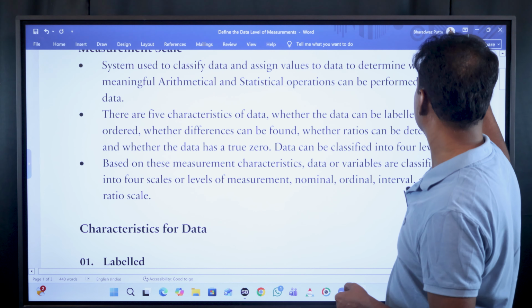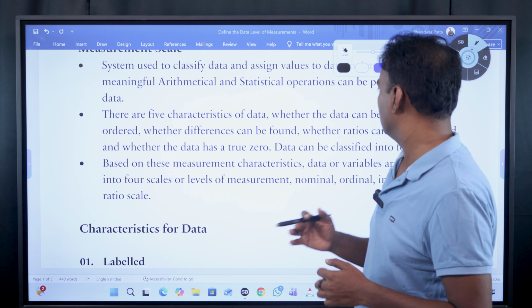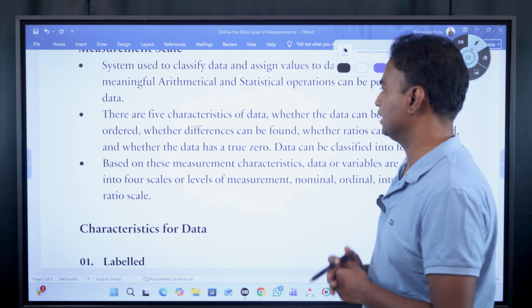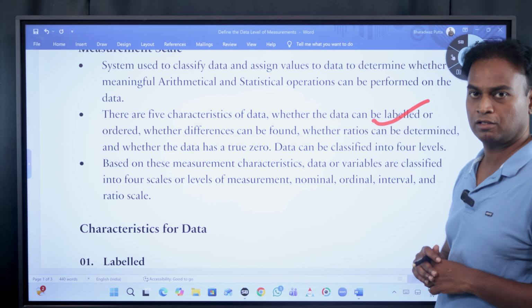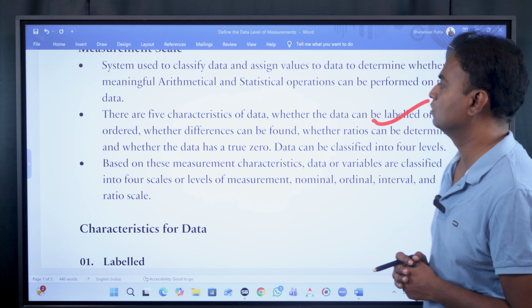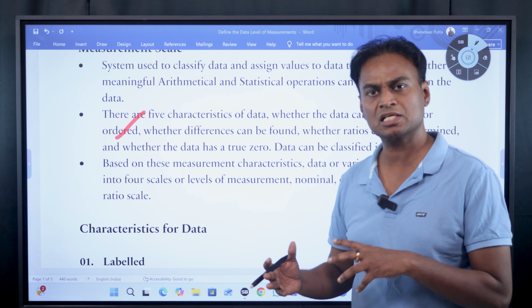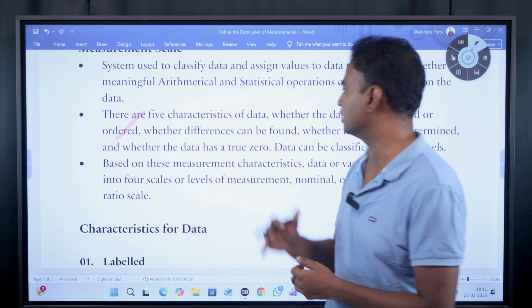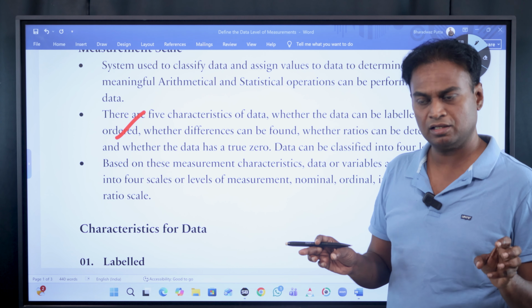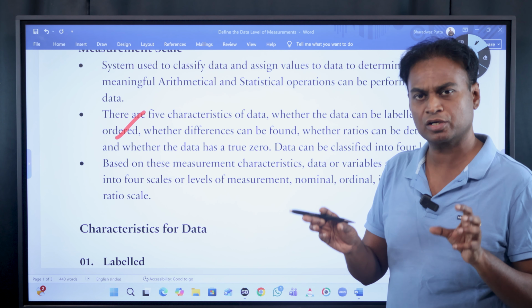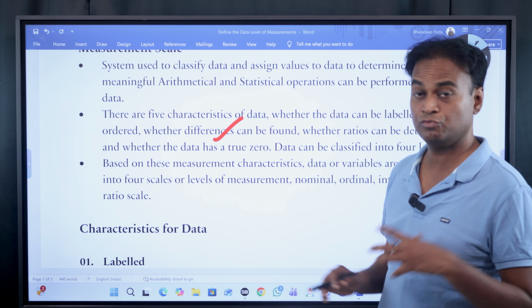And next one is characters. What are all the characters of a data? Based on the characters of a data, data can be classified into 4 varieties. What are all those characters? Whether you can give a label to a data or not, can you give a name to the data or not, or can you order the data? Order means from minimum to maximum or maximum to minimum, can you order it? That is the second character. Can you find the difference? Can you subtract one value from another value within the data set? That is known as difference.